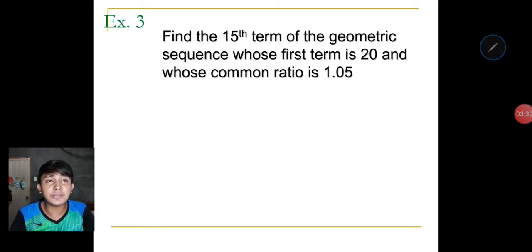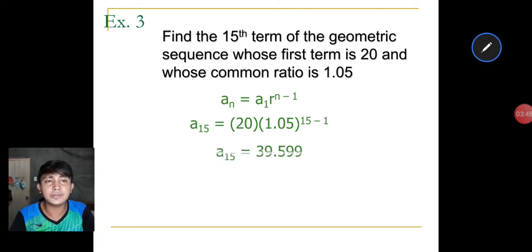Find the 15th term of a geometric sequence whose first term is 20 and common ratio is 1.05. Okay, using the formula, substitution, and simplify first the exponent. Then use your calculator. There you have it. We have now the 15th term is 39.599.